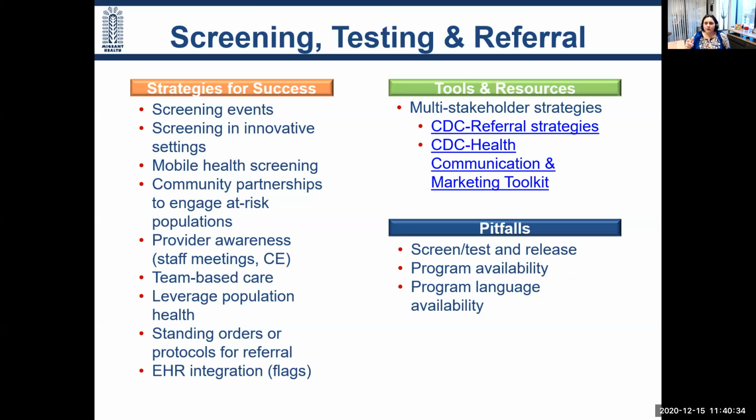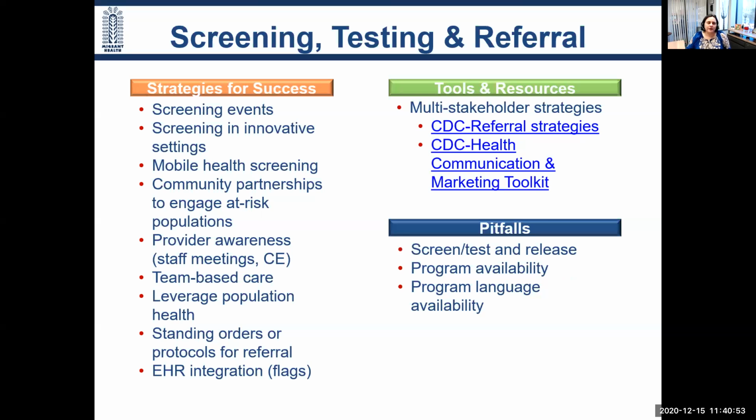So some of the tools available, again, I refer to the CDC because they have some incredible tools that they've really looked at and designed, some experiences from others that are really helpful, referral strategies. So these links are available and we'll be able to share this information with you.